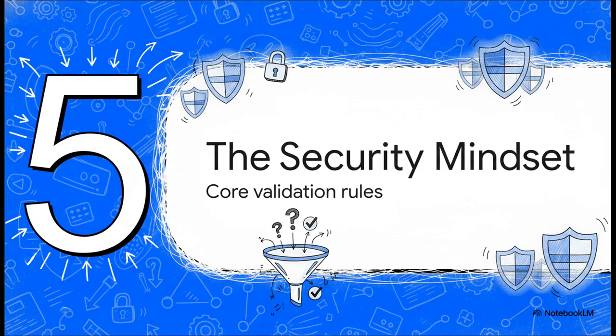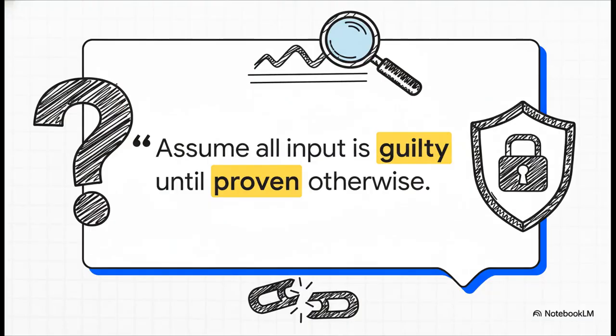And all of this leads us to our final and maybe most important section, the security mindset. This isn't just about code or techniques, it's a fundamental philosophy for how you build secure software. And this right here is the single most important principle. You cannot trust any data that comes from outside your system. You have to treat every single piece of user input as if it's malicious, as if it's hostile, until you have rigorously proven that it's safe. This is the bedrock of a secure system.